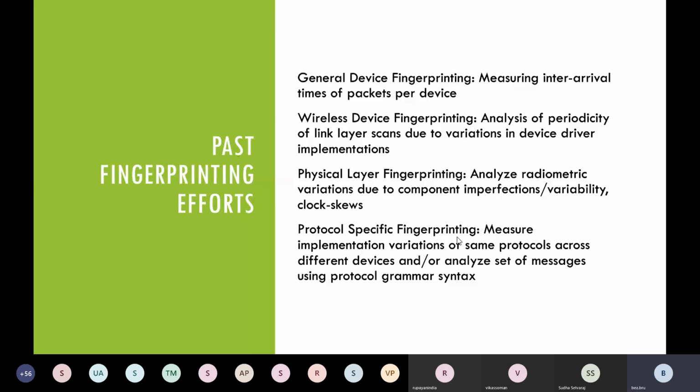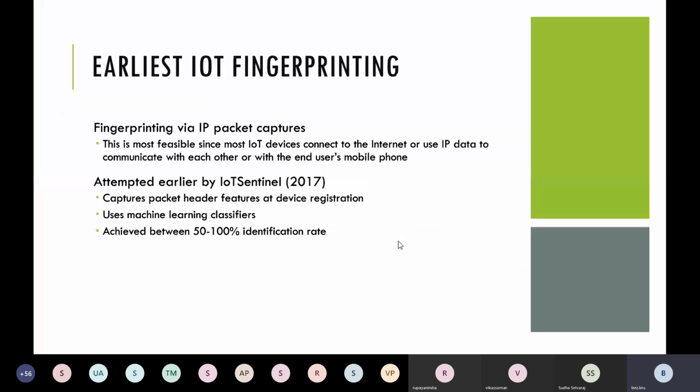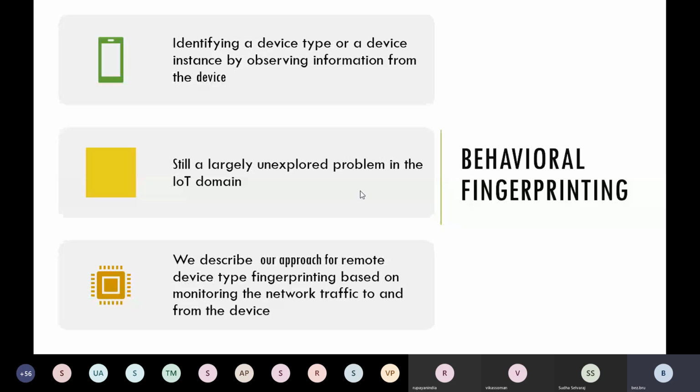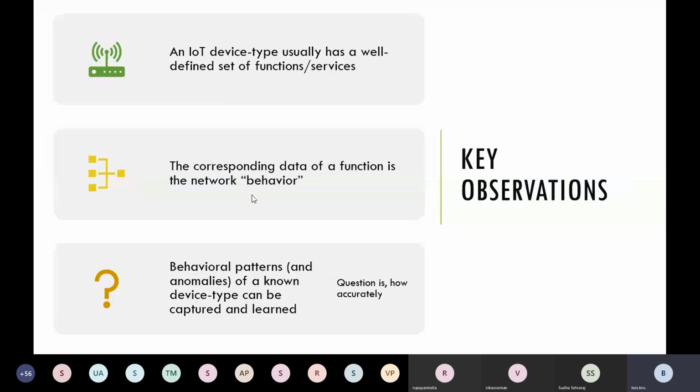The last one is very important. It's called protocol specific fingerprinting. We look at the variations of the same protocols across different devices. This is the layer 7 fingerprinting I talked about, that is, the application layer, because it needs to analyze the protocol grammar, syntax, and things like that. I won't get into all of these things. Basically, what I'll get into is how we did this fingerprinting and what we did.